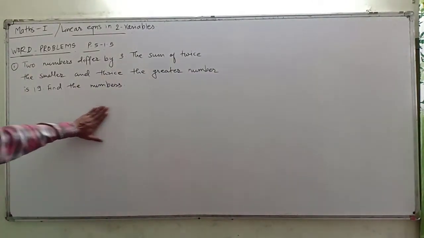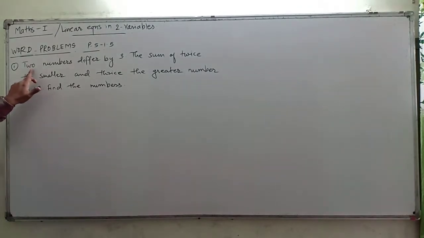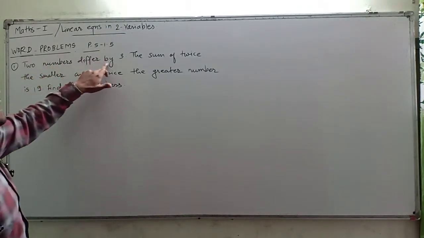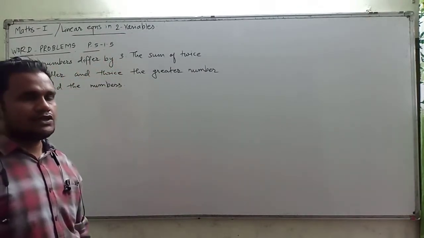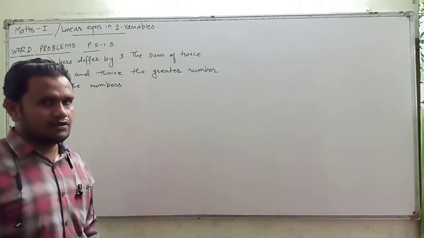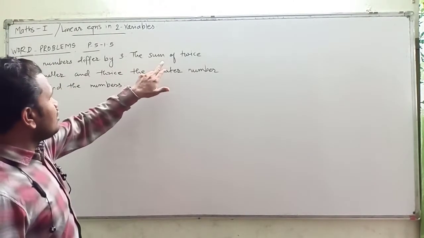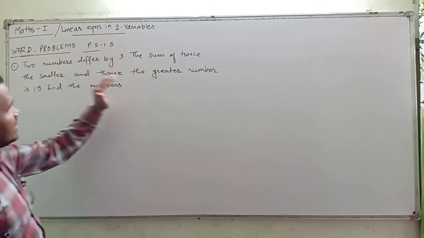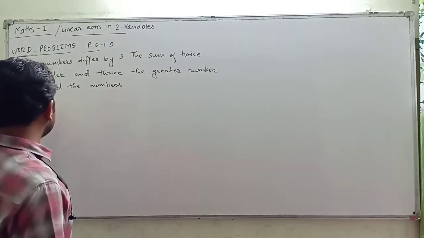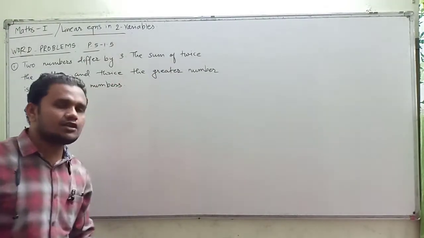See the question. Two numbers differ by 3. Sum of twice the smaller and thrice the greater number is 19, and we have to find the numbers.